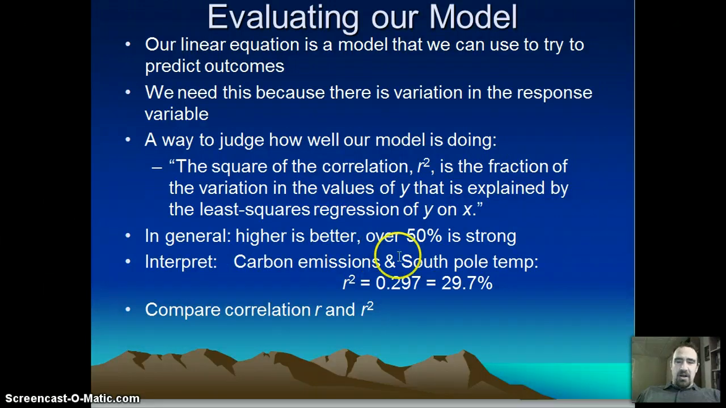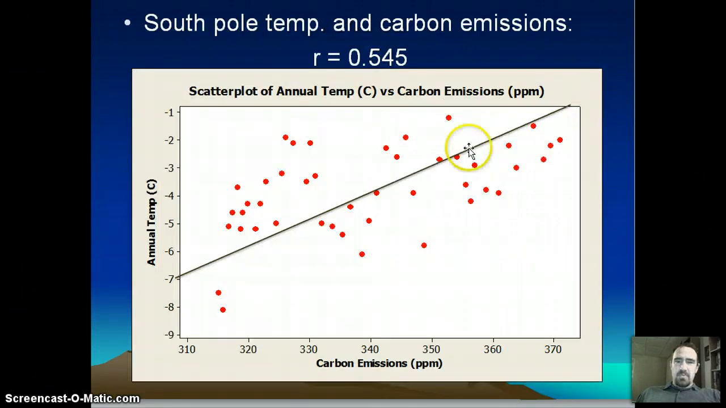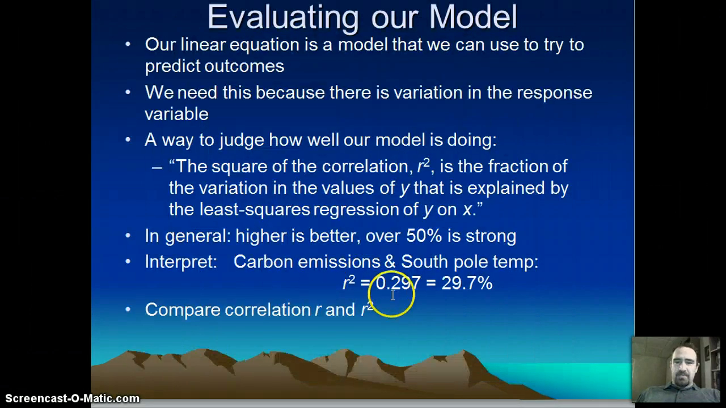So, for example, our carbon emissions and South Pole temperature, the r value was, let's jump back there quick, r value was 0.545. If I multiply that by itself, 0.545 times 0.545, I get this number, 0.297. I can think about that as a percent, 29.7%, and that's somewhat low, right? It's under 50%, so the model's not as strong. Clearly not as strong as a couple of the other ones we've looked at. But what is it saying more specifically?